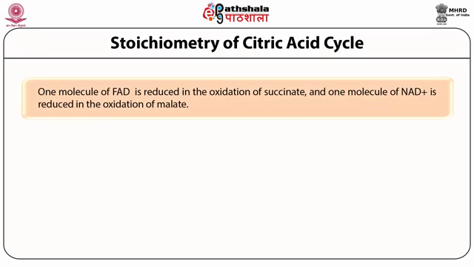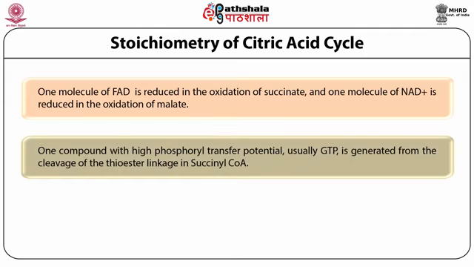1 molecule of FAD is reduced in the oxidation of succinate and 1 molecule of NADH is reduced in the oxidation of malate. 1 compound with high phosphoryl transfer potential, usually GTP, is generated from the cleavage of the thioester linkage in succinyl coenzyme A.